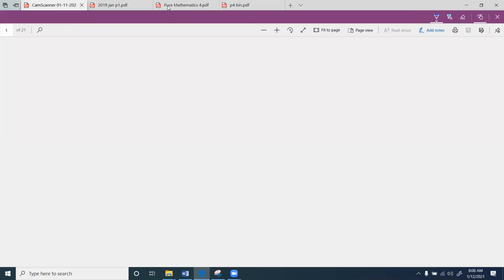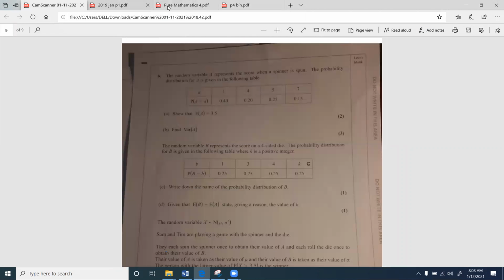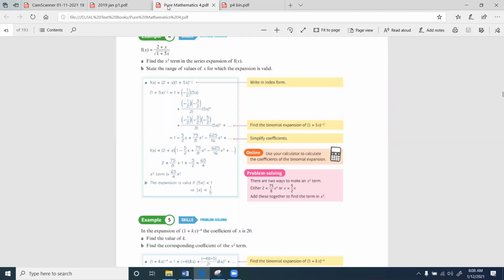Initially, we'll come up with the question and try to understand how you verify these things. They might give you a question like this: f(x) = (2 + x) over (1 + 5x). Find the x squared term of the expansion of f(x). State the range of values for x where the expansion is valid.